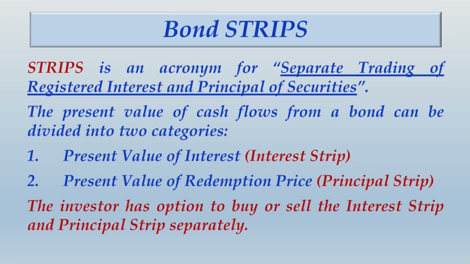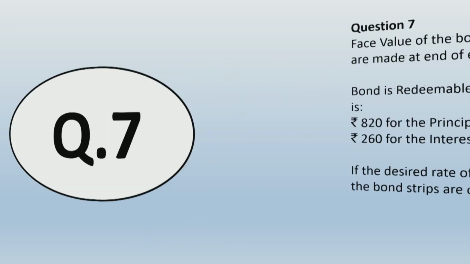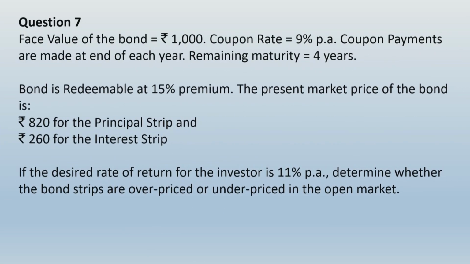Alright friends, you would have finished writing this. Let us move ahead and take up a question relating to bond strips. Face value of the bond rupees 1000, coupon rate 9%, coupon payments are made at end of each year, remaining maturity is 4 years. Bond is redeemable at 15% premium.